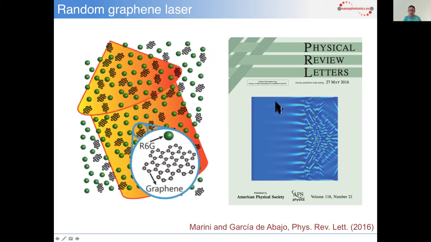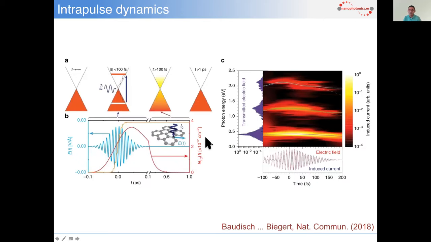As a result of that, a combination of this saturable absorption and the gain, you just have the spontaneous formation of lasing and the transition between regular lasing and chaotic light dynamics. So I refer to this paper if you are interested in that.